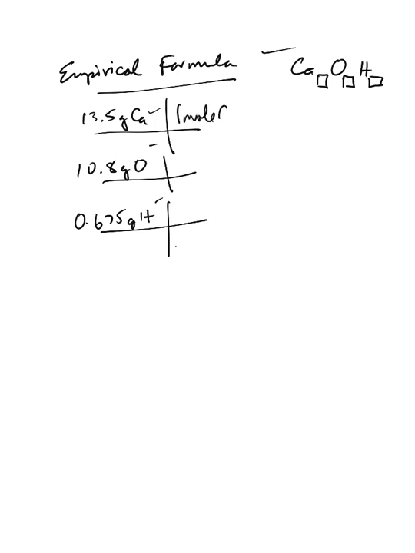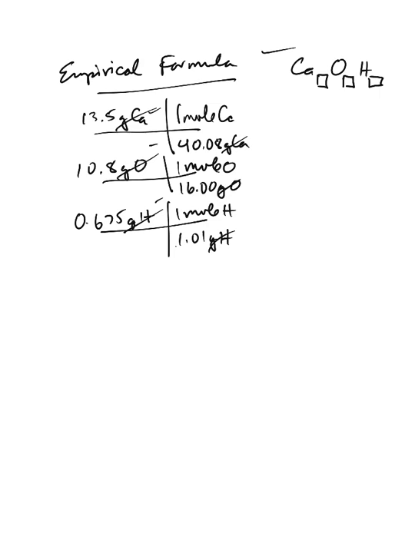1 mole of calcium is 40.08 grams of calcium. I like to write out the units so I can make sure that I cancel them correctly. 1 mole of oxygen is 16 grams of oxygen, and the grams of oxygen cancel. And then 1 mole of hydrogen is 1.01 grams of hydrogen, and the grams of hydrogen cancel.